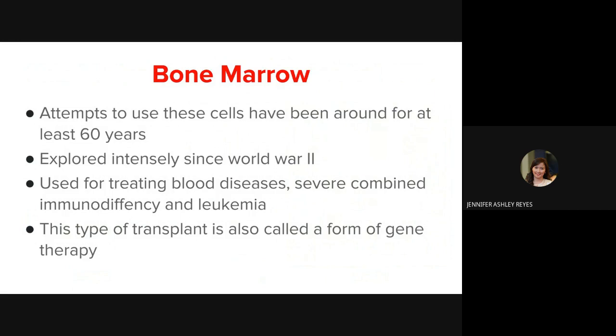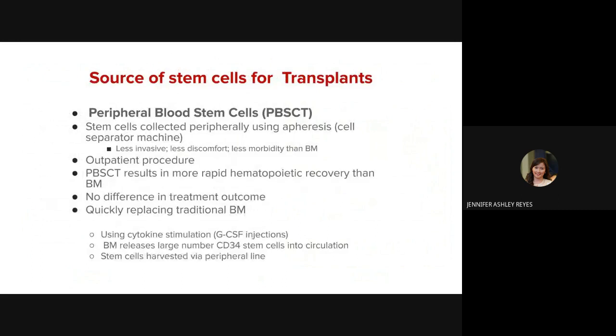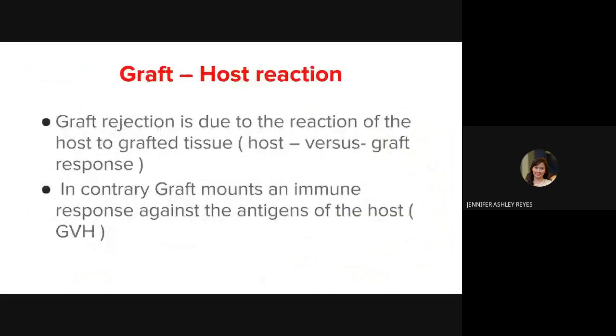Pero ano yung caveat? Isa sa mga harsh rejections is pag yung mismong donor tissue yung nag-reject sa recipient. So that is a problem unique to hematopoietic stem cell transplantation, yung graft versus host disease and immunodeficiency. So ano ba yung source of stem cells for transplant? Pwedeng peripheral blood stem cells or bone marrow. So ito na yon, graft versus host reaction.